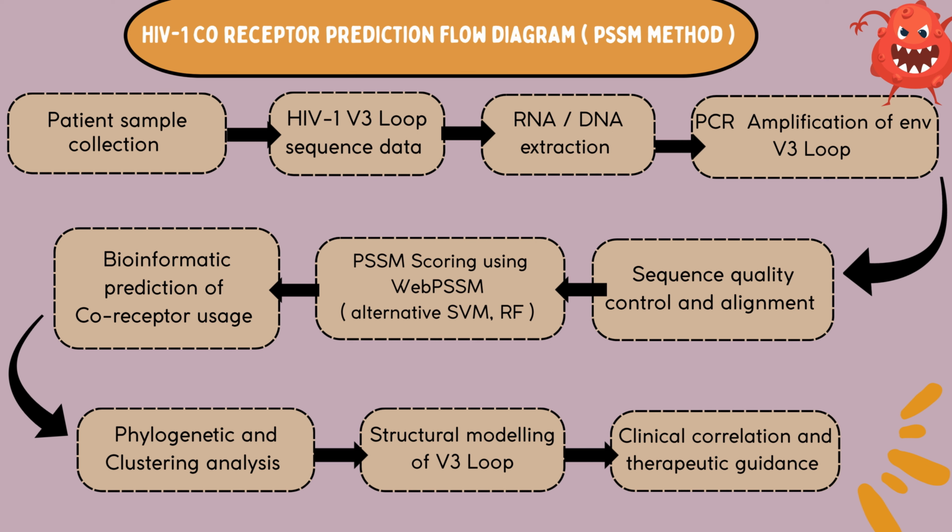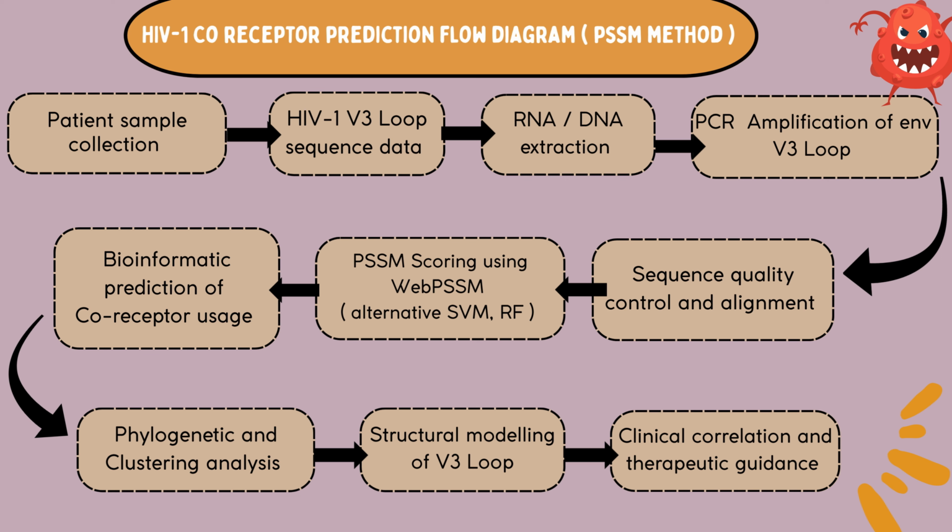Next, HIV-1 co-receptor prediction flow diagram using the PSSM method. First, we need to get a patient sample collection. Next, we need to do HIV-1 V3 loop sequence data. Next, RNA or DNA extraction. Next, PCR amplification of the HIV V3 loop. Next, sequence quality control and alignment.